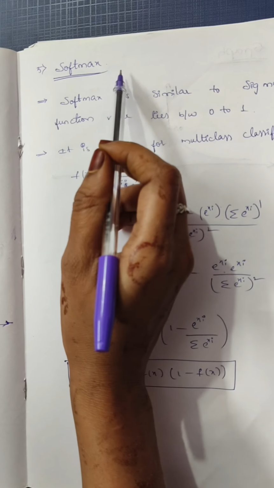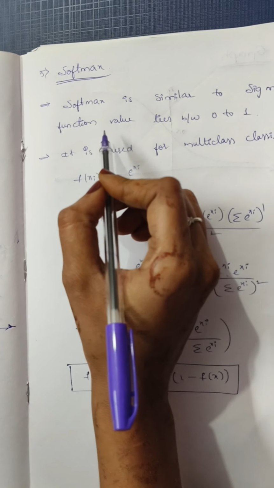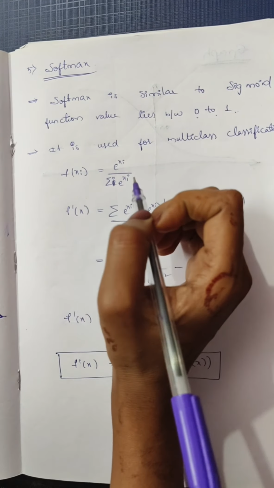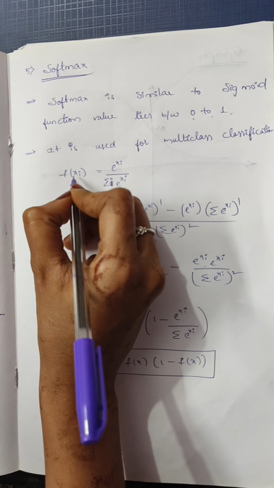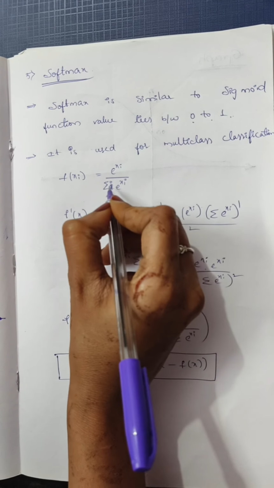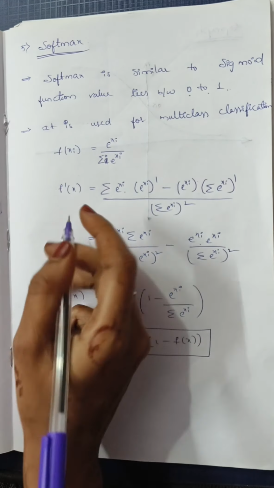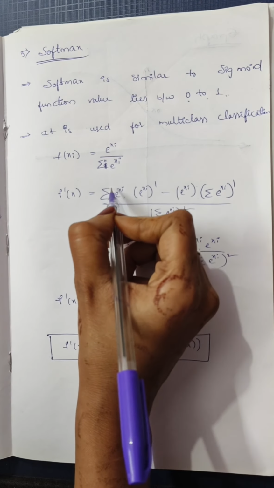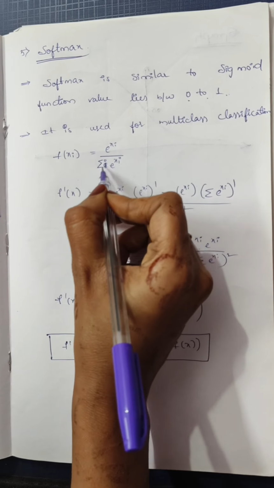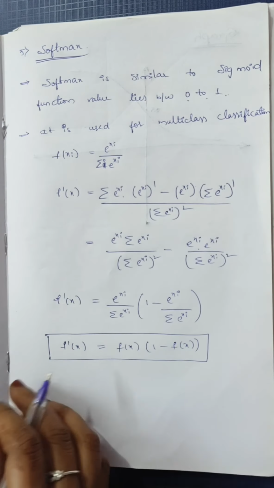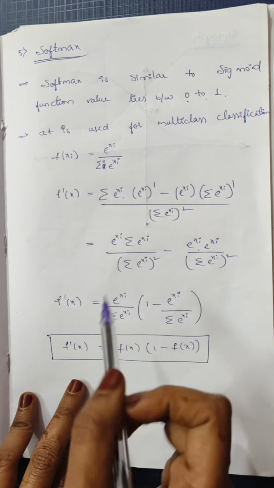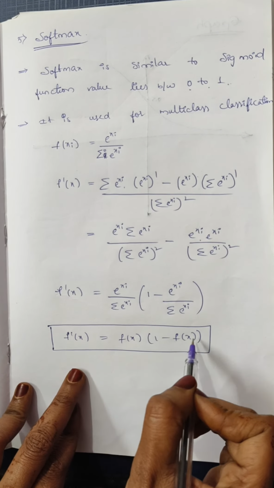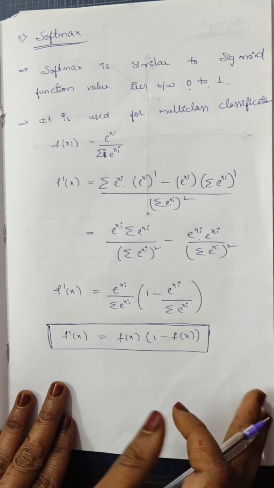This is the softmax activation function. This activation function lies between the values 0 to 1. It is used for multi-class classification. I am considering f of xi equals e power xi by summation of e power xi. By doing the derivation, f dash of x is equal to derivative of e power x by summation of e power xi. I got f dash of x equals f of x into 1 minus f of x. This is the derivation of softmax.